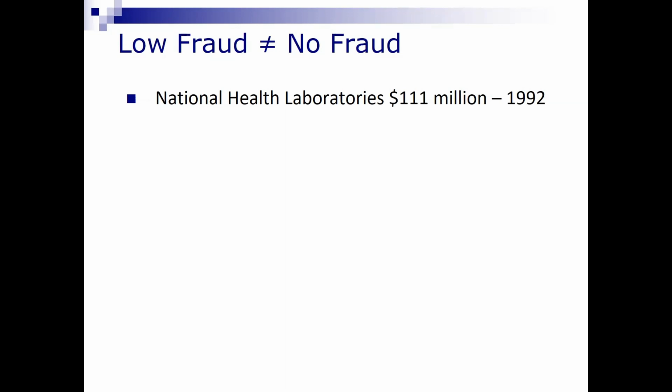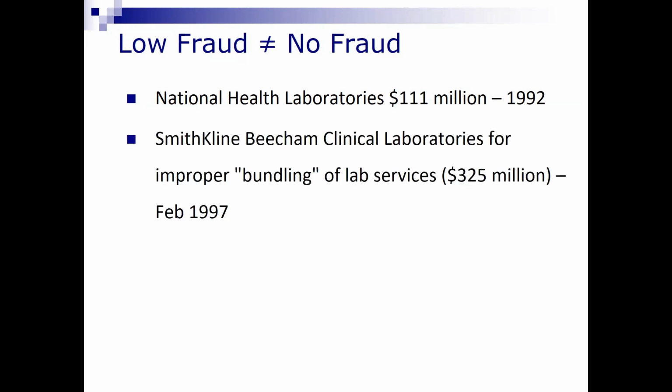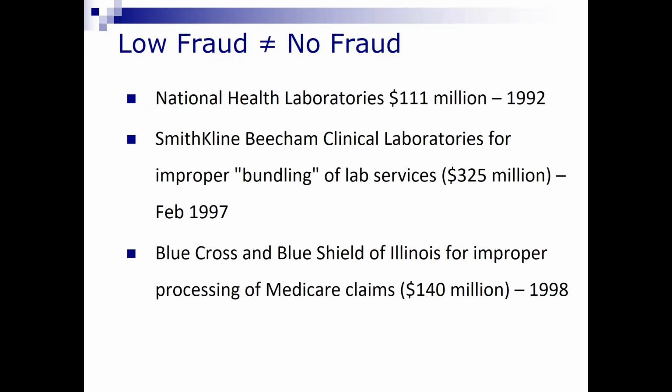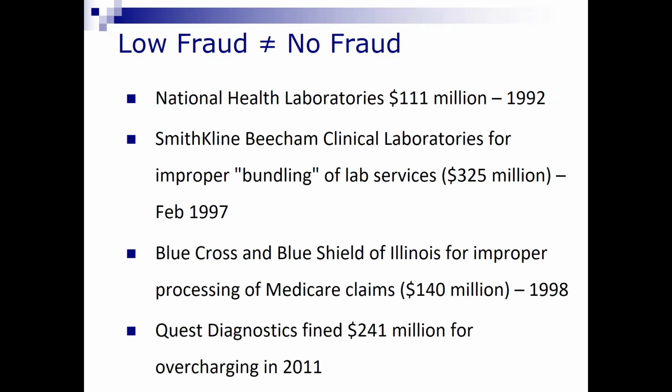So I just put here some of the big fraud cases that we've had in the US. And this is by far not an exhaustive list. I just put a few for example. So in 1992, there was a $111 million judgment against National Health Laboratories. In 1997, $325 million. In 1998, 140 million. And one of the biggest labs still working in the US was fined 241 million in 2011 for overcharging.